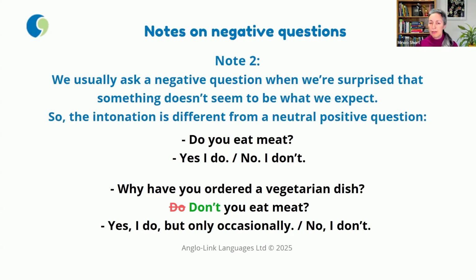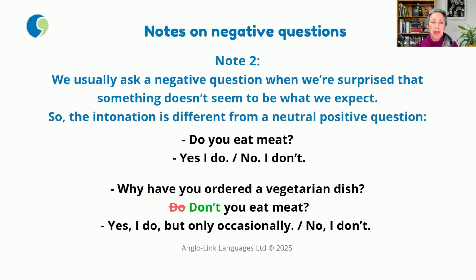But if you're surprised, the intonation is a bit stronger. For example, why have you ordered a vegetarian dish? Don't you eat meat? So much higher rise on a negative question. The answer is again the same. Yes, I do, but only occasionally, or no, I don't. So that's all about formulation and a little bit about negative questions.